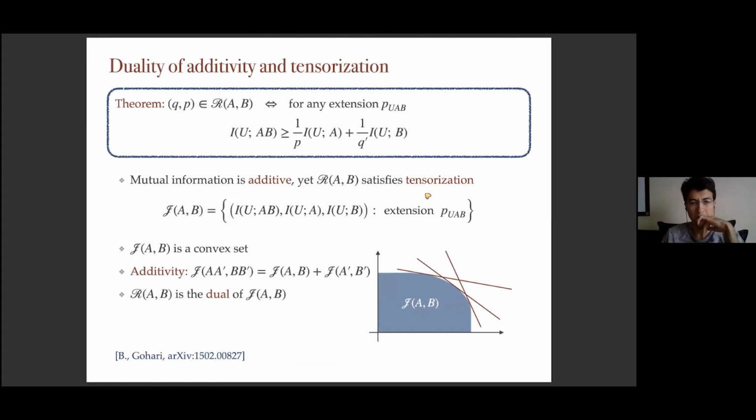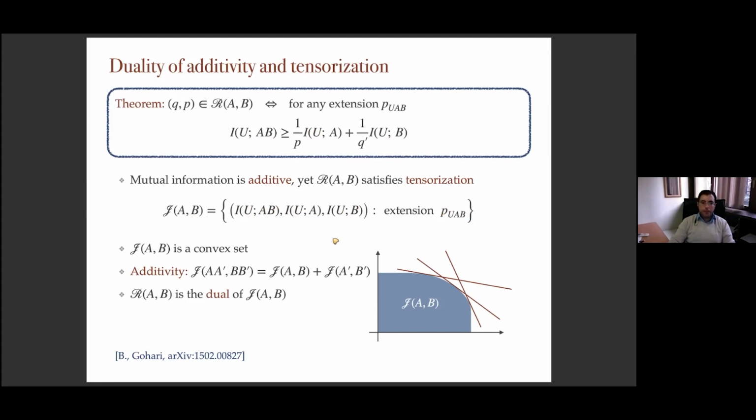Okay, as I told you, on one side of this theorem we have a tensorization property, and on the other side we have mutual information with the additivity property. So probably this duality of additivity and tensorization is something deeper, and it is in fact. Let's define J of AB to be the set of all triples consisting of the mutual information of UAB, UA, and UB, all the terms that appear in this theorem. And I'm taking all of these triples over the choice of these extensions PUAB.